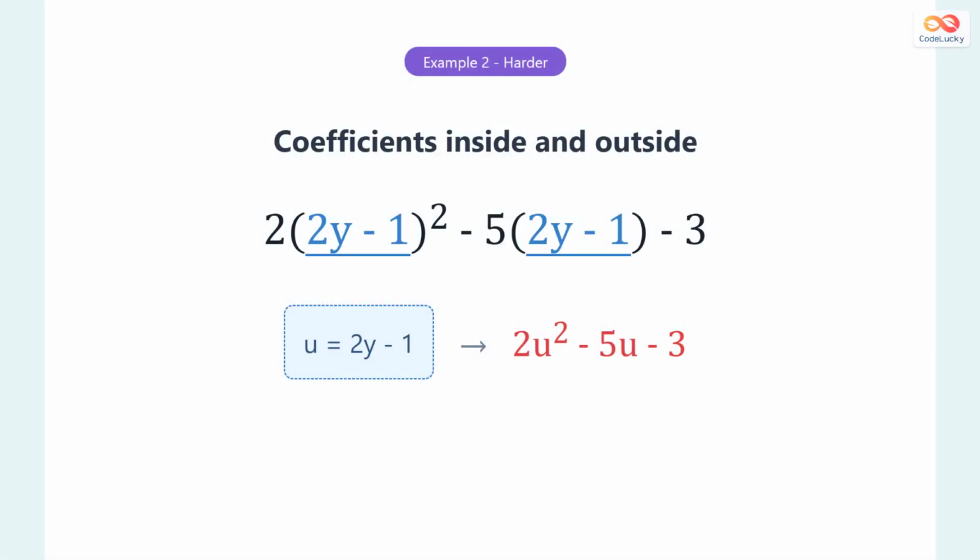Let's look at a harder one. Here we have coefficients both inside and outside the parentheses. We have 2 times the quantity 2y minus 1 squared, minus 5 times 2y minus 1, minus 3. The repeated part is 2y minus 1, so we set U equal to that. This transforms our scary equation into 2u squared minus 5u minus 3.